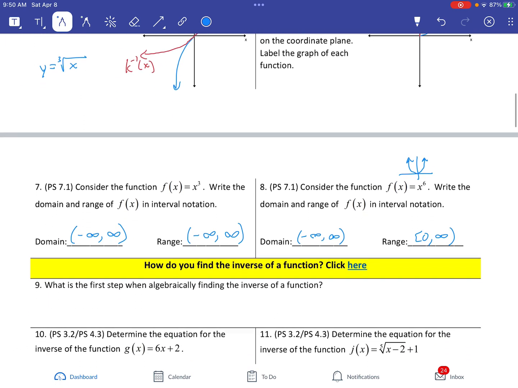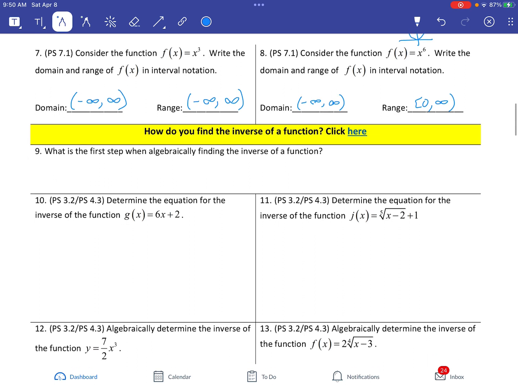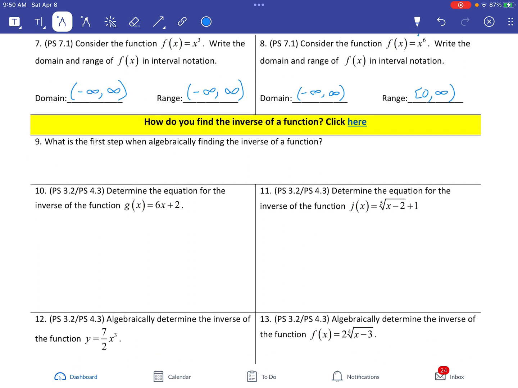All right, here we go. Question number 9. What is the first step when algebraically finding the inverse of a function? That is to switch the x and y terms. We're going to switch them around.